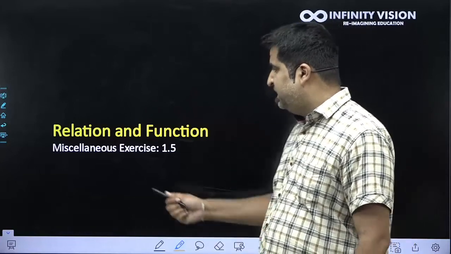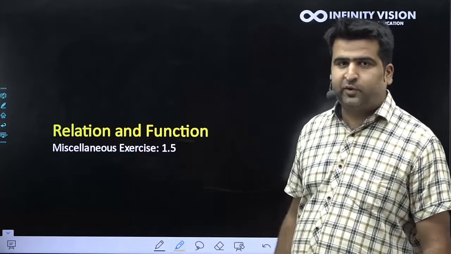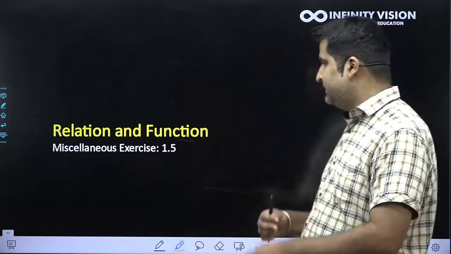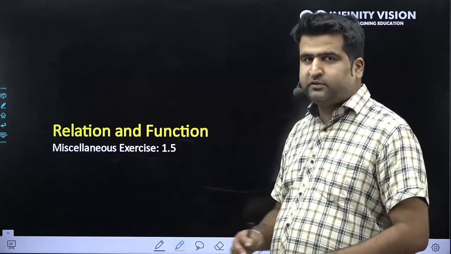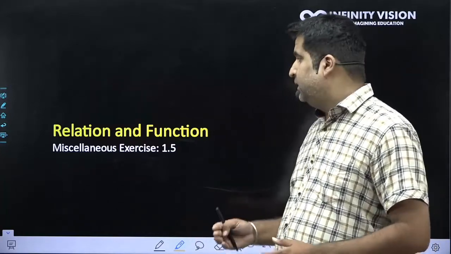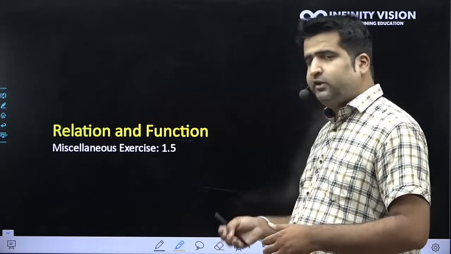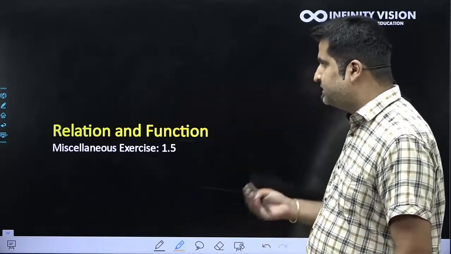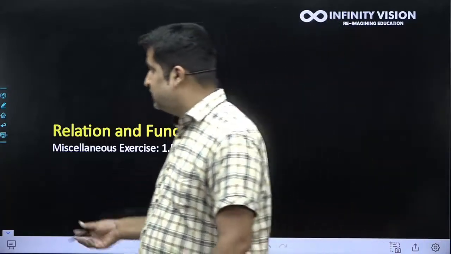So today we'll be discussing relations and functions miscellaneous exercise, which is exercise 1.5. It consists of questions from all the exercises and all the topics which we have covered so far. But these questions are a bit difficult. They need some trick, and we'll see all the questions one by one. So let's start with the first question.